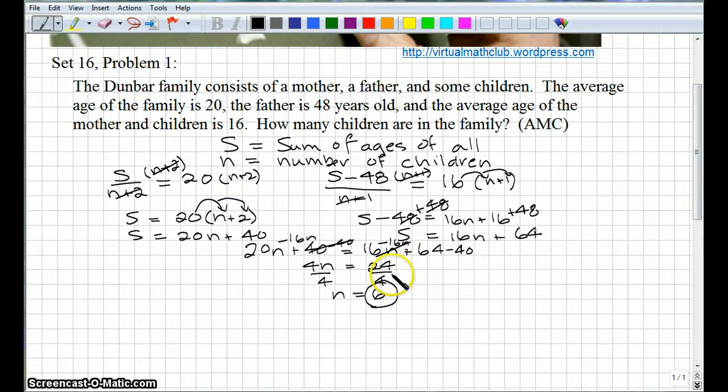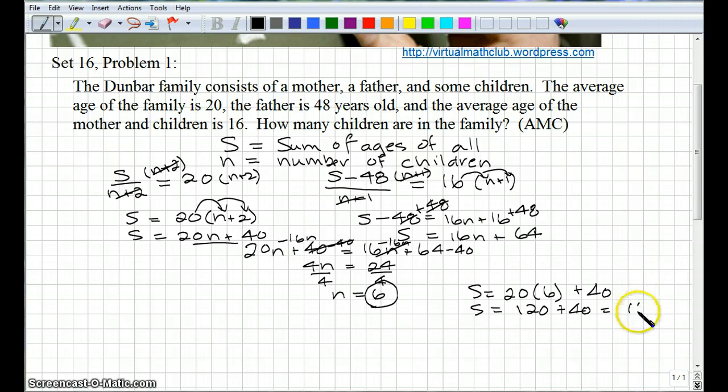Now what I would have to do to check it would be to solve for s, the sum of the ages. But that's pretty easy. I can just plug in s is equal to 20 times 6 plus 40, from here. And so that gives me s is equal to 120 plus 40, which is equal to 160. Okay, so now I've got both s and n, and if I use those in these original equations, then I can check my answer. So let's do that.